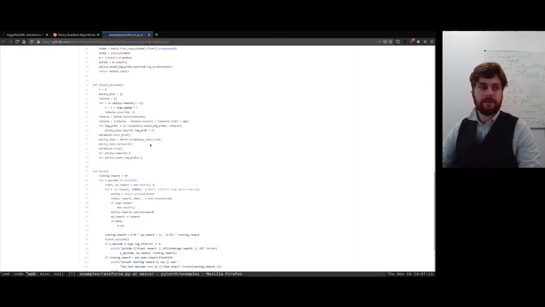And then at the end here, we compute the loss, which is the log probabilities times the return. And then we backpropagate, updating all the parameters so as to minimize this policy gradient loss here. And that's where we multiply the probabilities through by the reward.